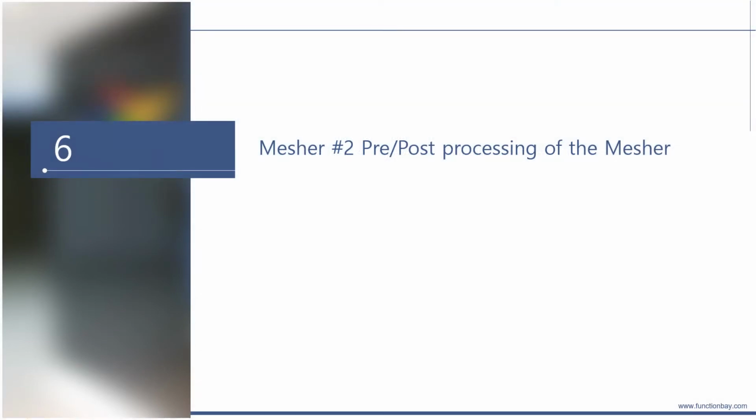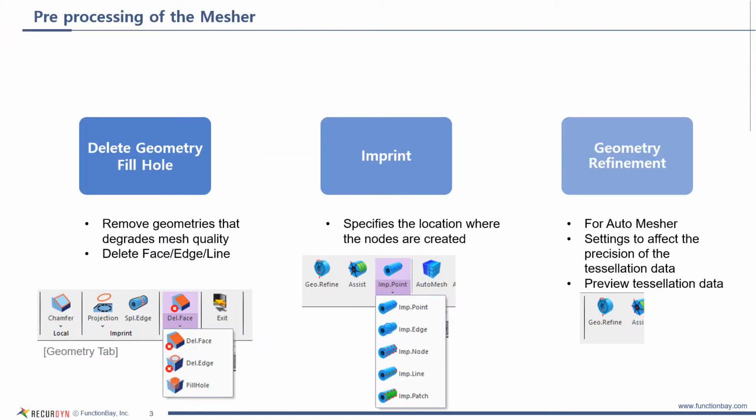In the previous lecture, auto mesh, advanced mesh, manual mesh, and remesh were introduced. In this lecture, let me talk about the pre-processing and post-processing of the mesher. These are the main pre-processing functions of mesher.